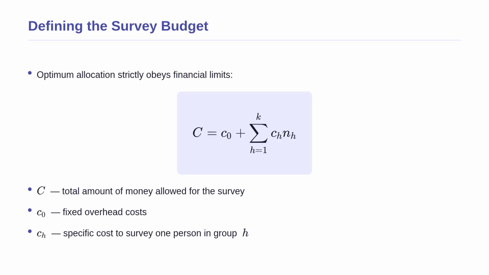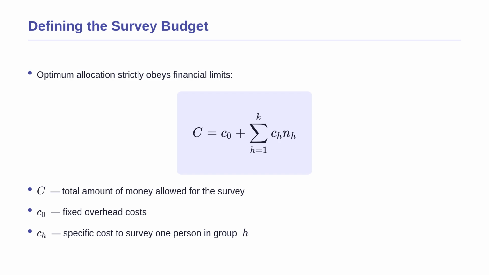Before we can allocate our sample optimally, we must mathematically define our budget using this cost function. Here, capital C represents the total amount of money we are allowed to spend on the entire survey. The symbol C0 represents the fixed overhead costs. These are expenses we have to pay no matter what, like renting an office or buying software. The symbol C sub H represents the specific cost to survey just one single person in group H. This might vary significantly if some groups live far away and require expensive travel.